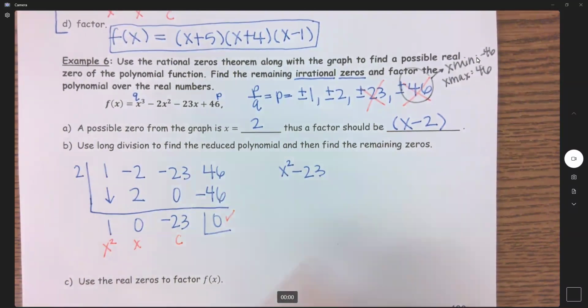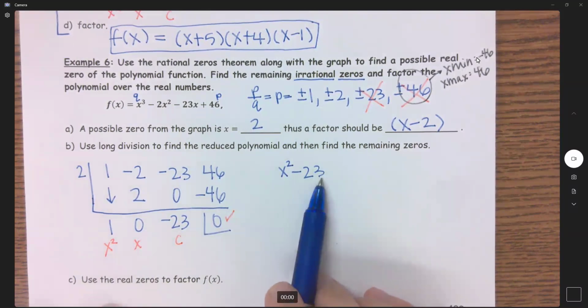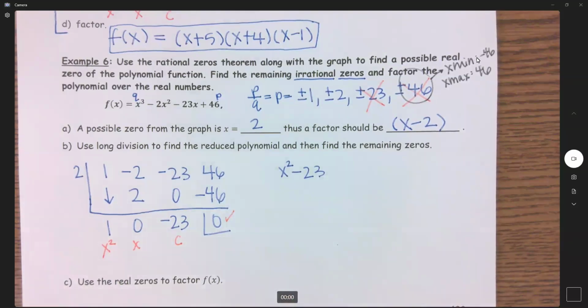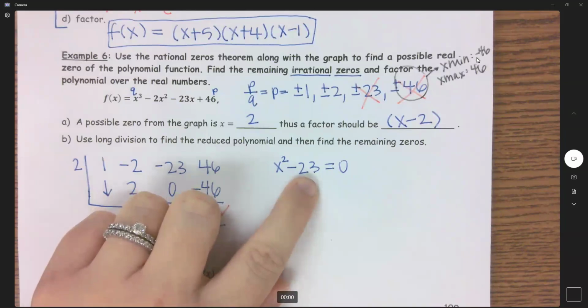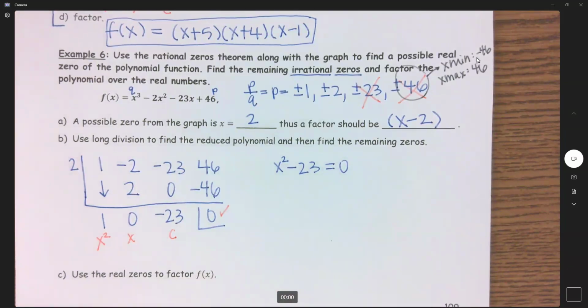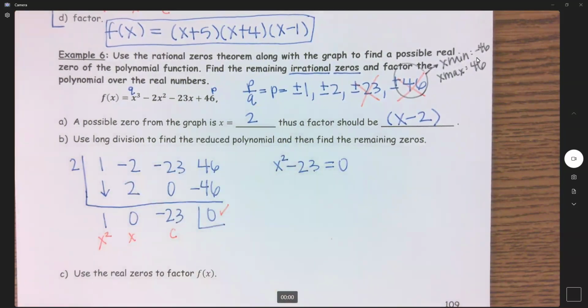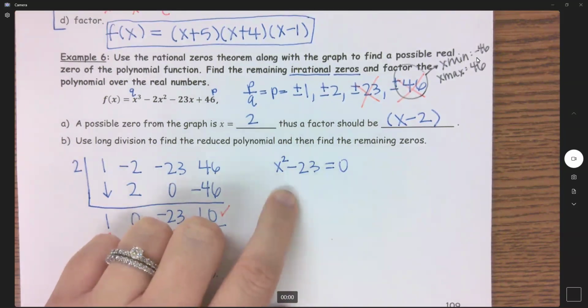Now, I cannot factor this because this is not a perfect square. If this was minus 16 or minus 25, we could factor that, but I can't factor that with this being a non-perfect square. So I'm going to add in here an equals 0, and now we're going to solve. We have 3 ways to solve quadratic equations. We have factoring, which we just ruled out since that's not a perfect square. We have quadratic formula, and that would work. My a is 1, my c is negative 23. Or we have the square root method. And because I have no b, square root method is the best one here.